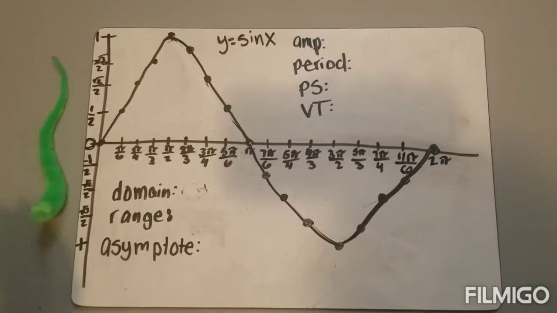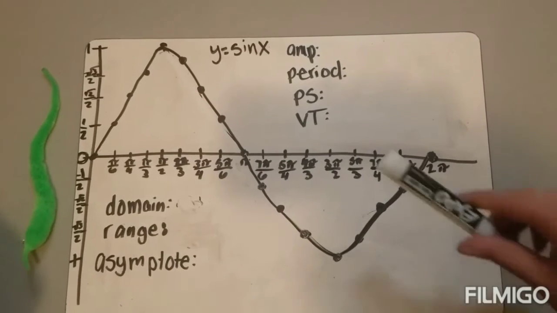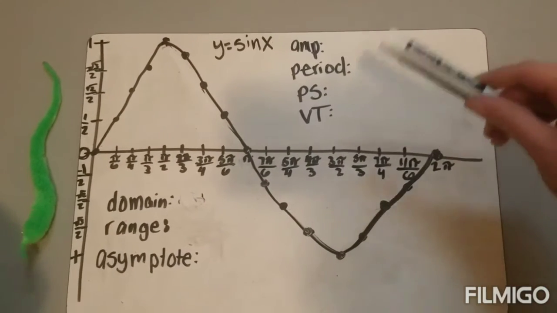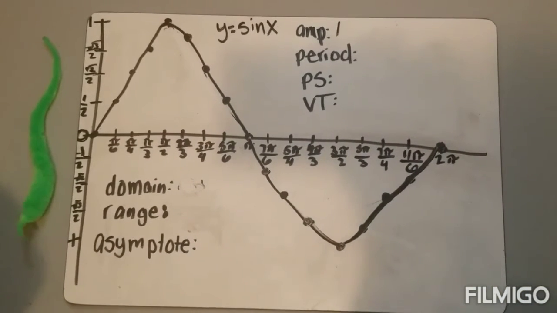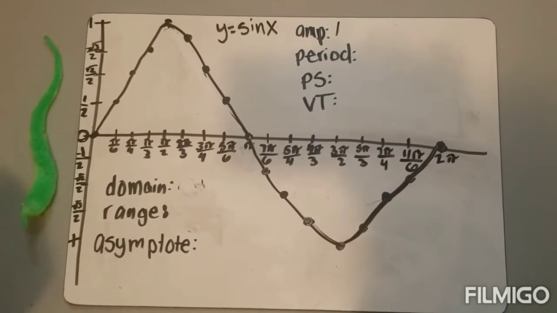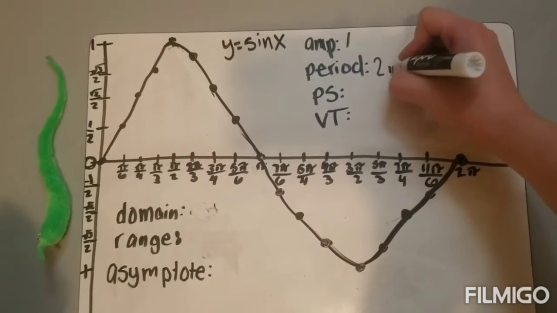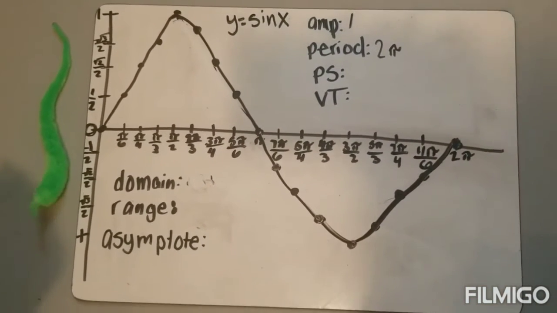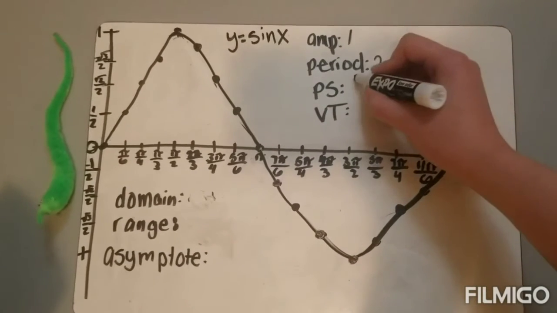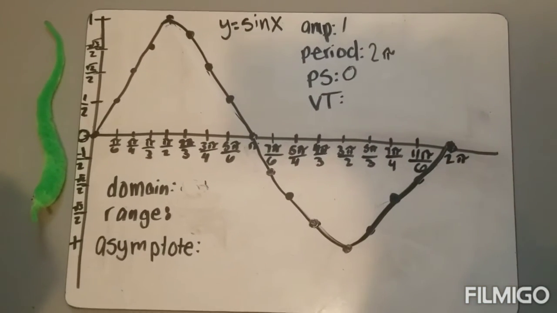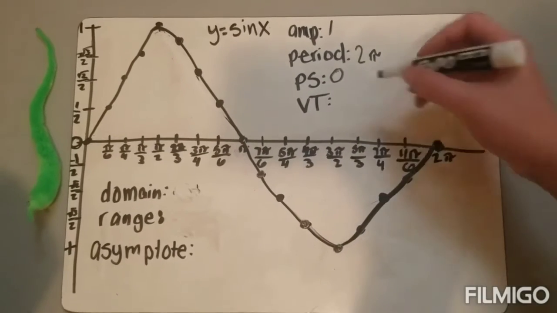This is what the parent graph of sine looks like. The amplitude is going to be 1 because the line goes down 1 and up 1 from the midline. The period of this whole graph is 2 pi, so that's the length it takes for one full cycle. The graph doesn't move to the left or right at all, so the phase shift is going to be 0. The midline is y equals 0, so the vertical translation is also going to be 0.